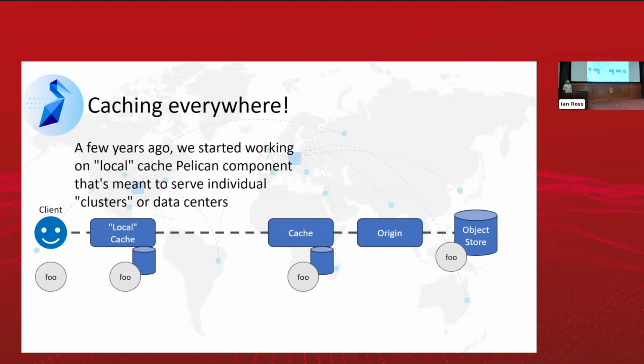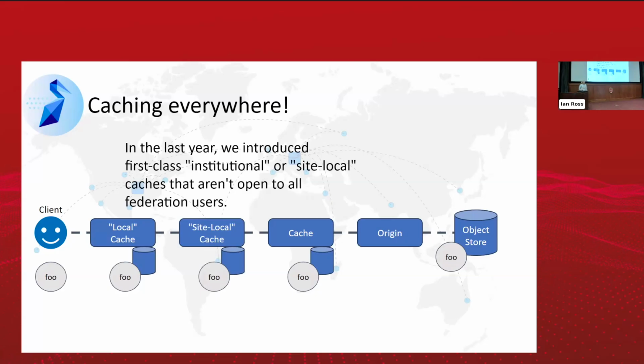A few years ago, we started thinking about how we can add more caching to this setup. So we worked on something that we called the local cache. This is meant to be a cache that serves the cluster or data center level of client. It's meant to run in one place, and it provides copies of data for clients that might run in a cluster or a data center.